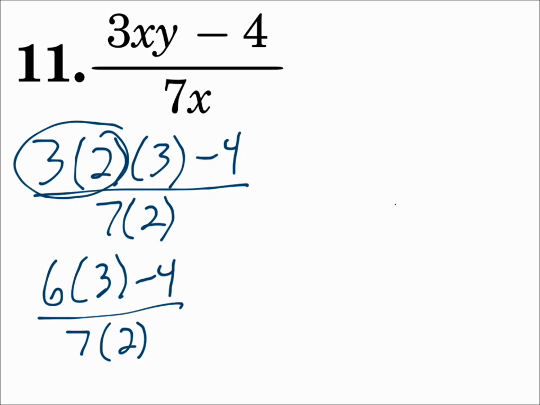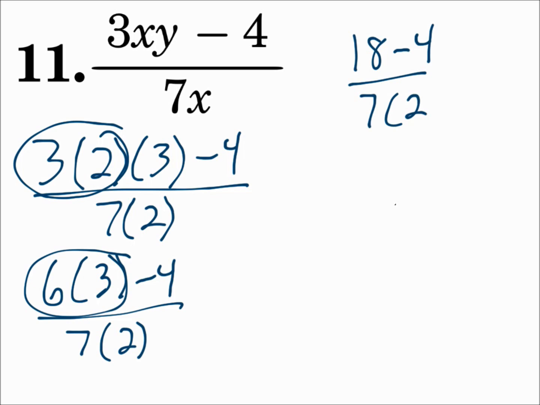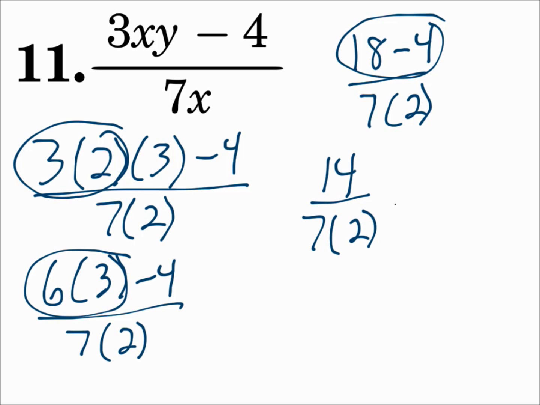Still in the numerator, multiply or subtract. Multiply 6 times 3, and you get 18. Finish up the numerator. 18 minus 4 is 14. For the denominator, you only have multiplication. Do the 7 times 2 to get 14. And 14 divided by 14 is 1. Please excuse my dear Aunt Sally.